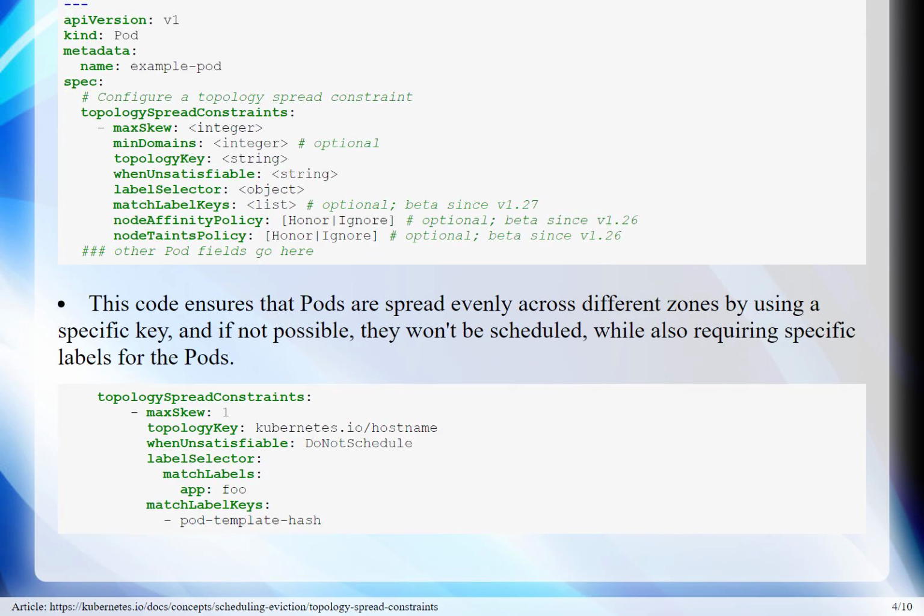This code snippet defines a topology spread constraint for pods in which the maximum skew between the number of pods in different topology domains is set to 1. The topology key used for spreading the pods is kubernetes.io/hostname, and in case the constraint is unsatisfiable, the pods are set to not be scheduled. Additionally, the pods must have a label selector that matches the label app foo and pod template hash.